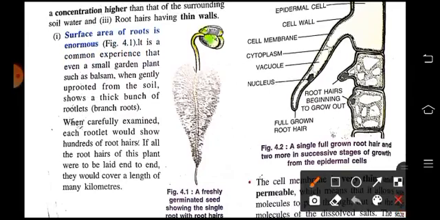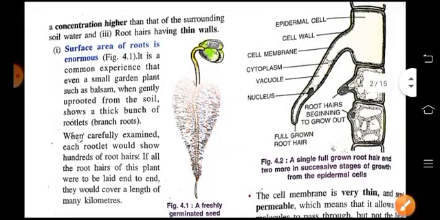here see, it is a freshly germinated seed which is showing the root with root hairs. See, the seed is germinating and it is showing the single root with root hairs. Okay, it's a single root and root hairs are here.